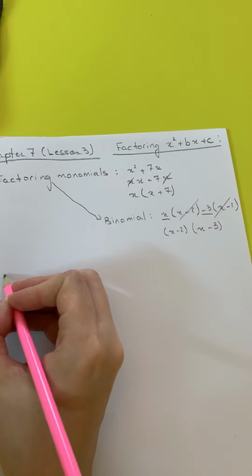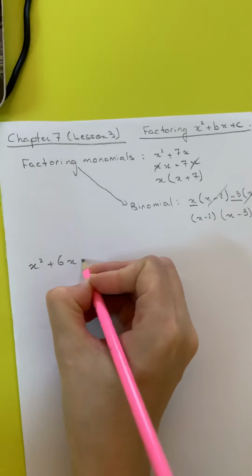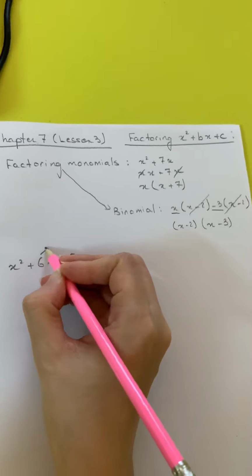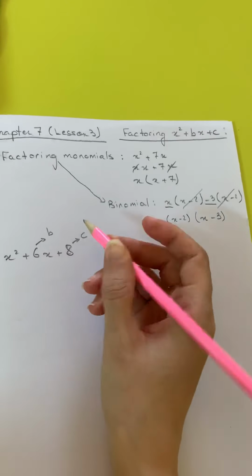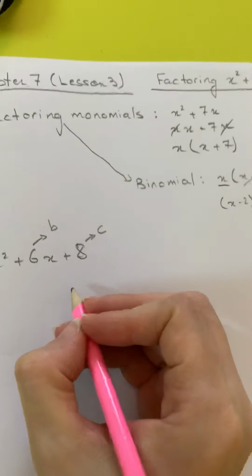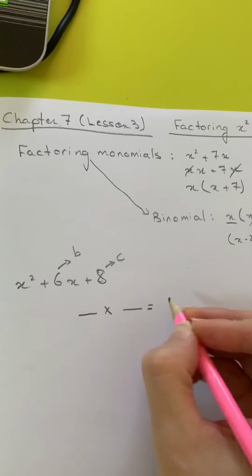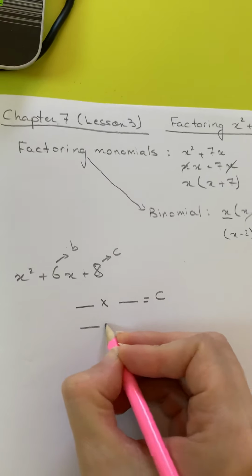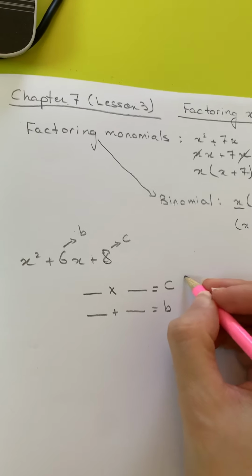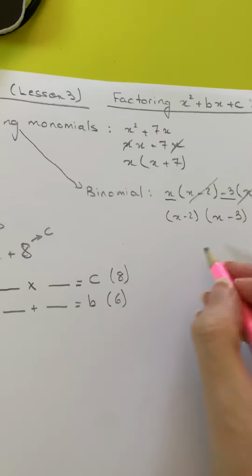We'll start with the example x^2 + 6x + 8. Notice that 6 is B and 8 is C. What you have to do is look for two numbers. If you multiply them, it will give you C, and if you add them, it will give you B. C means 8, and B means 6.